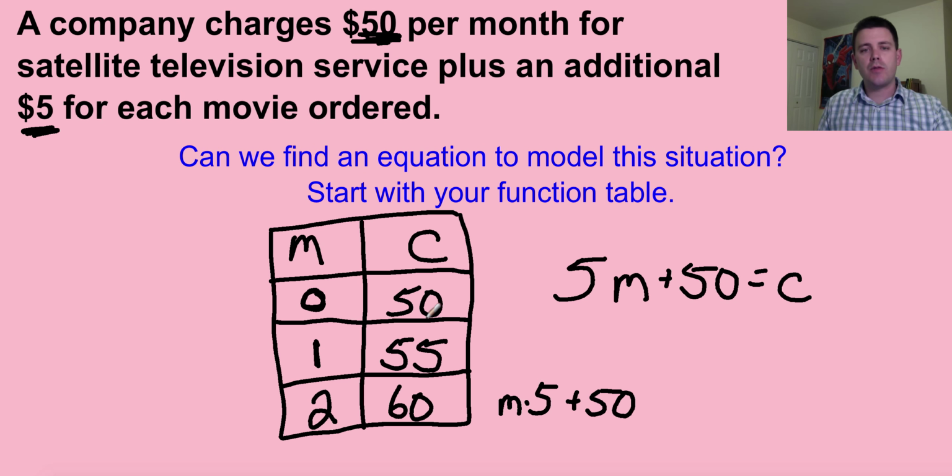So building that function table kind of lets you see, okay, what am I doing to actually calculate these amounts? And then I can use that to find my equation. This way I could plug in any number of movies and very quickly figure out what is my total for the month.